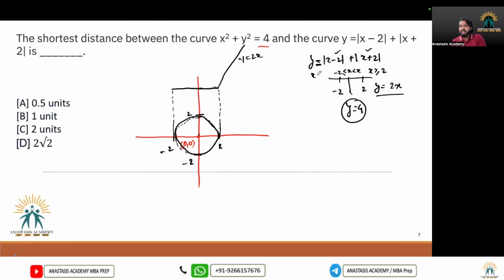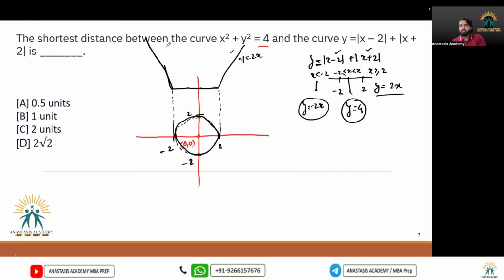And for this region, when x is less than minus 2, I get y as how much? Minus 2x, which will be the same as the line y equal to 2x but with the negative slope. So we'll get this line. This is the curve y equal to mod x minus 2 plus mod x plus 2.